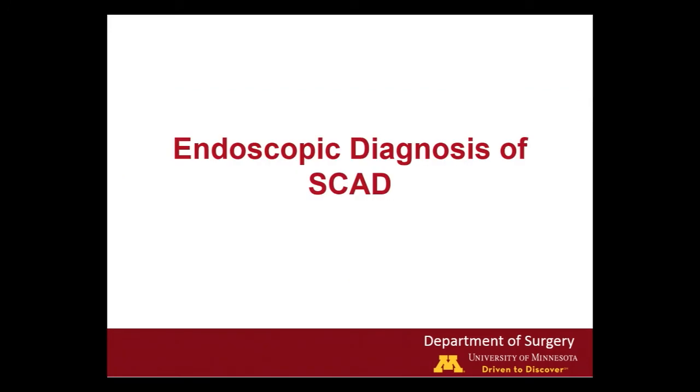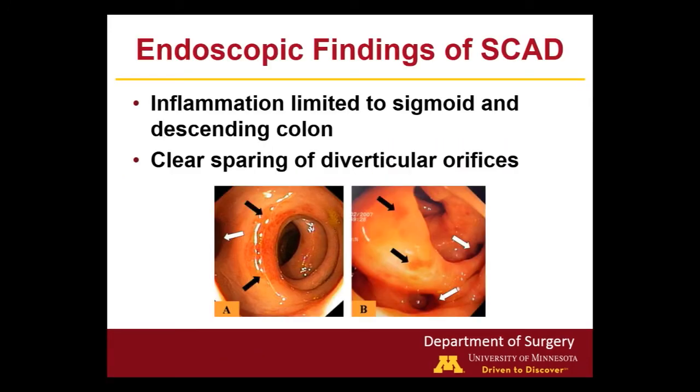So how is this diagnosed? Classically, as I said, the finding is inflammation limited to the sigmoid and descending colon in areas of diverticulum, and there's clear sparing of the diverticular orifices. So you see inflammation, and the white arrows mark the diverticulum, which are clearly separate from where that inflammation is.